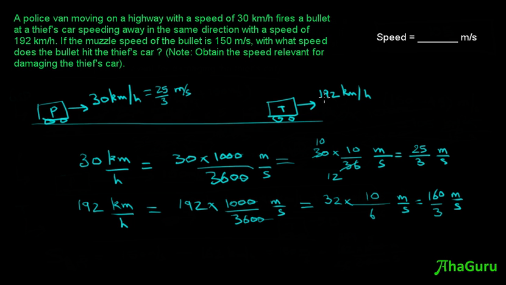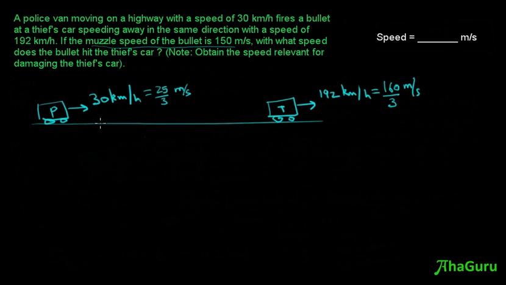And now let us convert 192 kilometers per hour, and that is 192 into 1000 meters by 3600 seconds, and so the zeros get cancelled. And if I now divide this by 6, this is 6 times 6 is 36, and 6 times 32 is 192, and so we get 32 into 10 by 6. And now cancelling out the 2 here, this becomes 3, this becomes 16, and so I have 160 by 3 meters per second. So 192 kilometers per hour is 160 by 3 meters per second.